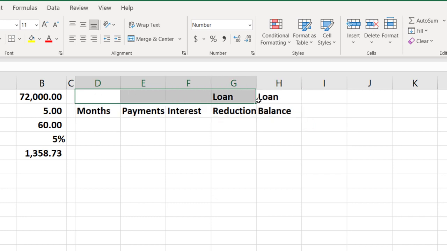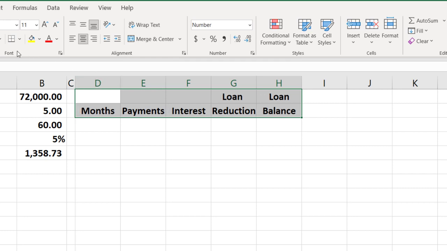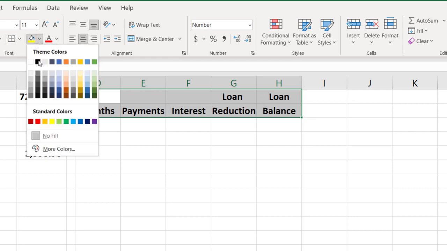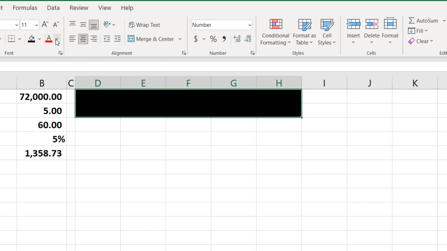But we'll select these items then. Let's go ahead and center it, alignment and center. And then we'll go to the font and make this black and white. This is what I do for my headers. Black and white on the headers.